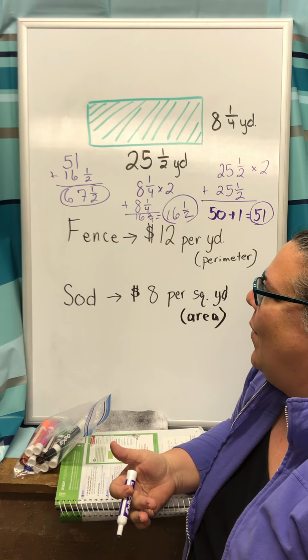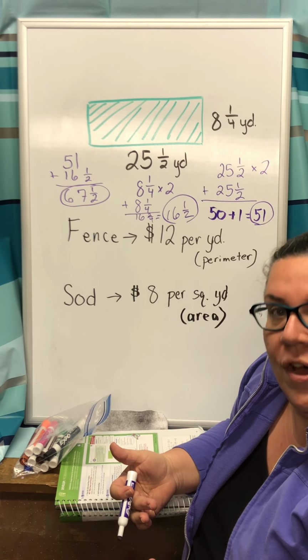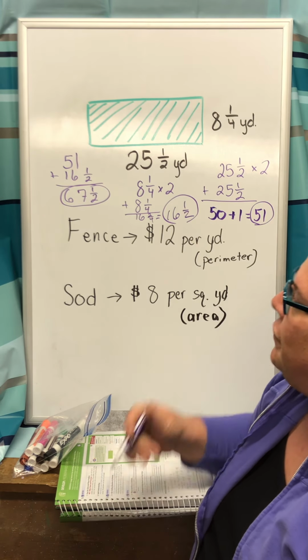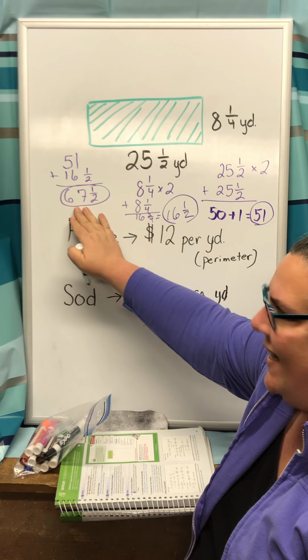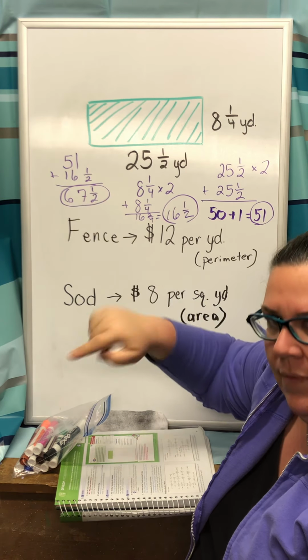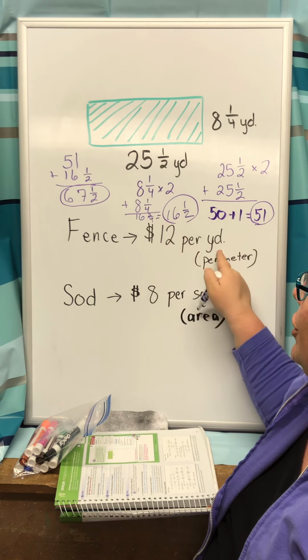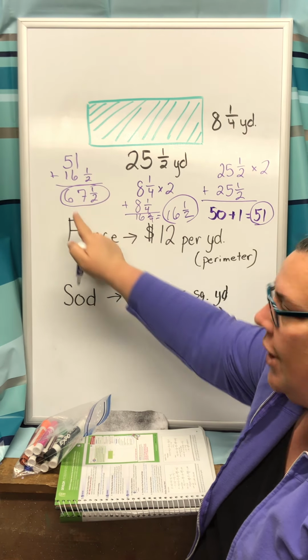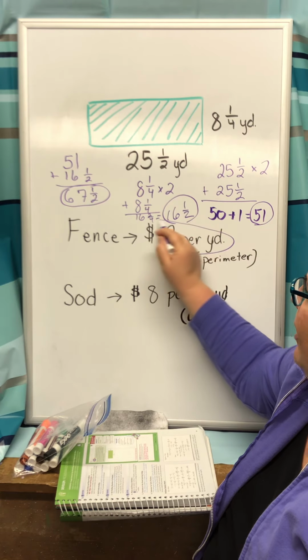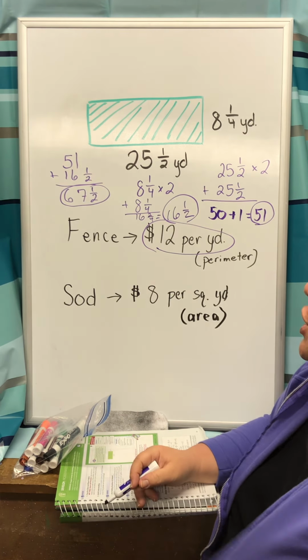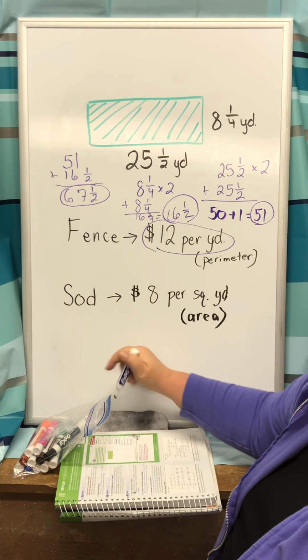They also wanted me to say what the cost was going to be for the fence. So I need to now take that 67.5 perimeter, and I need to say it's $12 per yard. This again is in yards. So now I need to actually figure out what the price is going to be. So I'm going to drop down here.